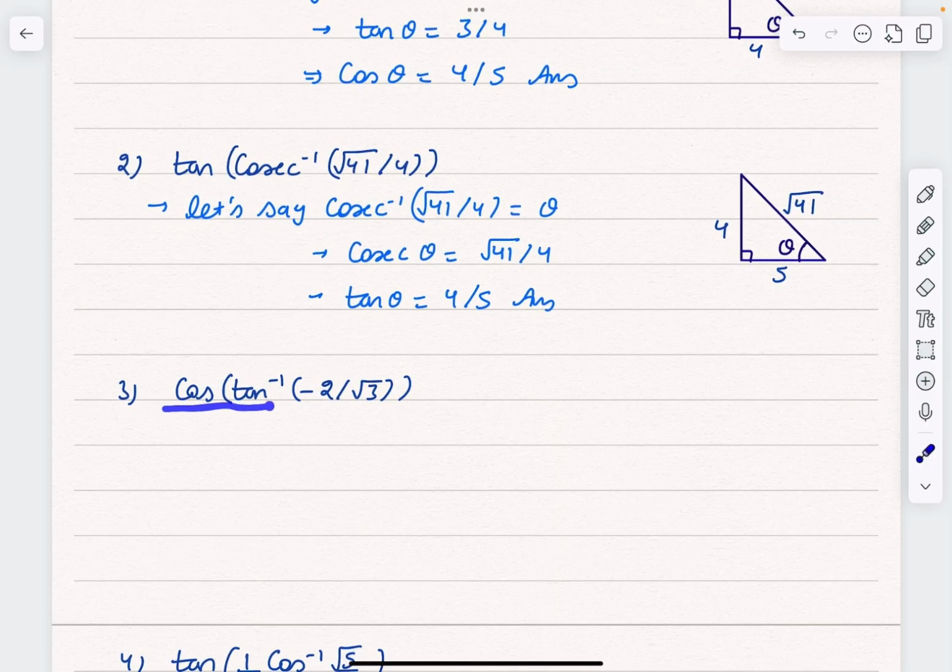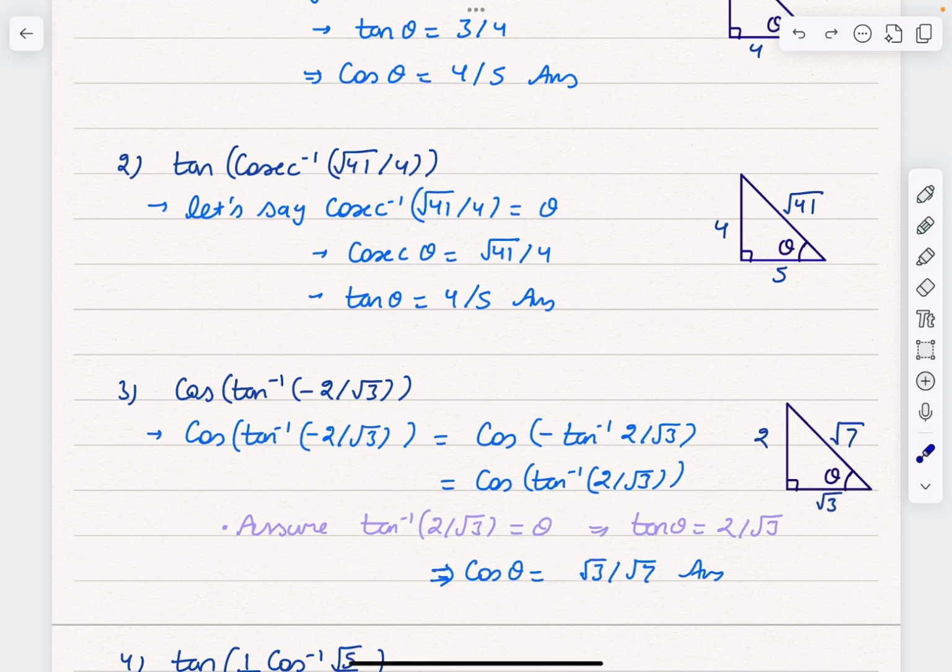Cos of tan inverse of minus 2 by square root 3. Give it a try. The answer for this will be square root 3 by square root 7.